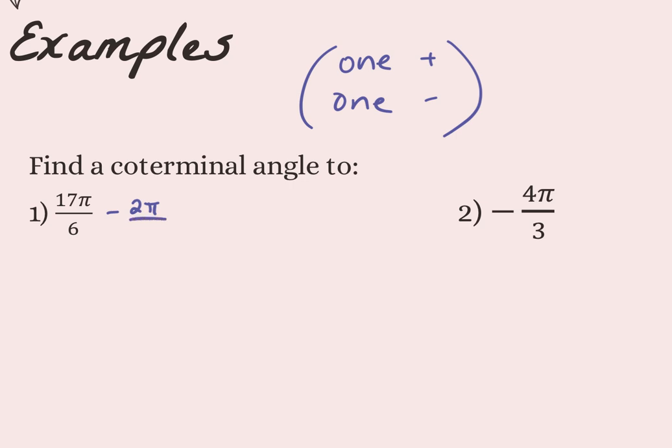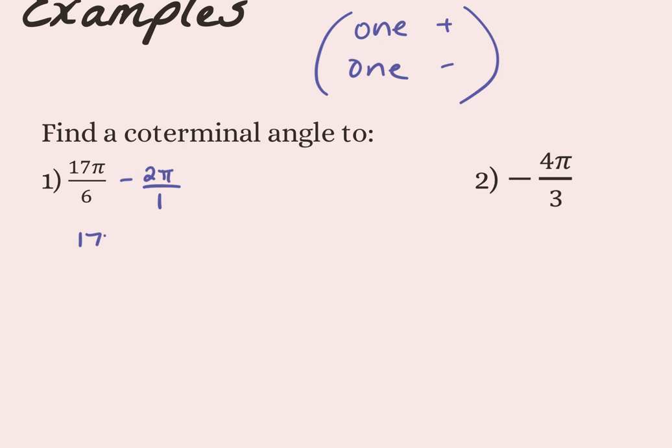Now I've got to change them so they have the same denominator. So 2 pi over 1 becomes what over 6? 12 pi over 6. And 17 pi over 6 minus 12 pi over 6 is 5 pi over 6. That would be a positive coterminal.